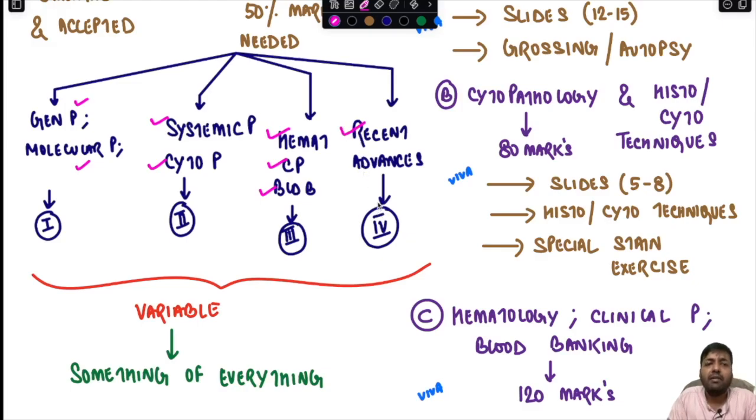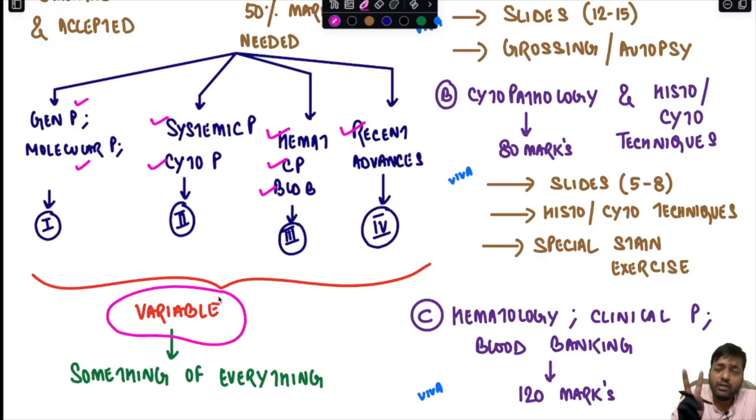Okay, but remember this division that is there for the individual papers, these subjects that are there, this division is quite variable. It is highly variable. Okay, what I mean by that is that, for example, there are 2 things over here. Please understand, there are 2 variables.